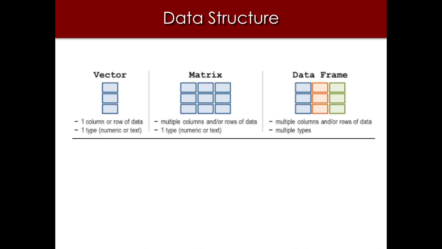Now, if you look at the middle, the matrix, then it is like a real table. We have columns and rows, but it is still just one data type. Therefore, in psychology, most often we just use data frames. A data frame is again a table with rows and columns, but it allows multiple data types. So let's check this out using R.